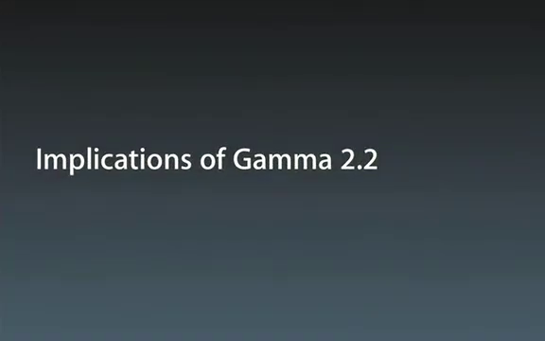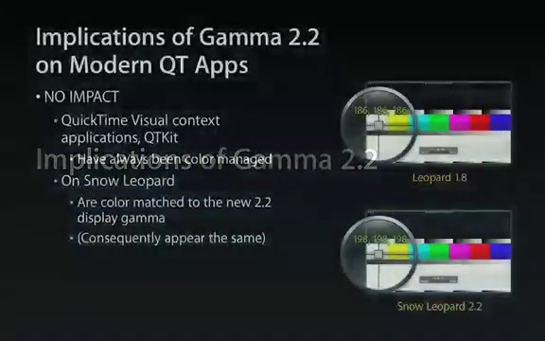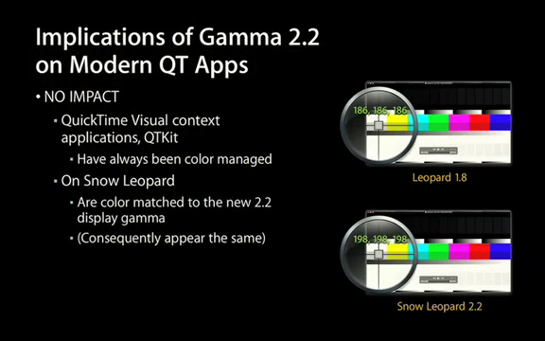So Luke quickly mentioned the new 2.2 gamma on Snow Leopard. And you may be wondering, what does that mean to video on the platform? So the good news is that chances are there's absolutely no impact to you. The QuickTime Visual Context, as well as QTKit, those applications have always been color managed. And because of that, they'll continue to be color managed on Snow Leopard. You may get different values.